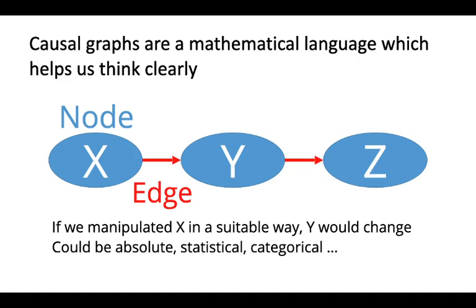And these kinds of changes could be absolute changes, so it could be deterministic, or it could be statistical, probabilistic. It could be a continuous change or a categorical change. And it's just a way of expressing an idea about how the world might work. I'm going to go into more detail about this in a second, but it's quite hard to think about these in abstract terms. So let's make this a little bit more concrete.